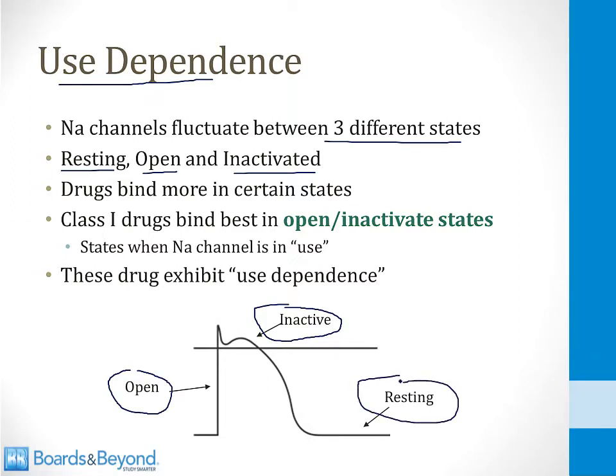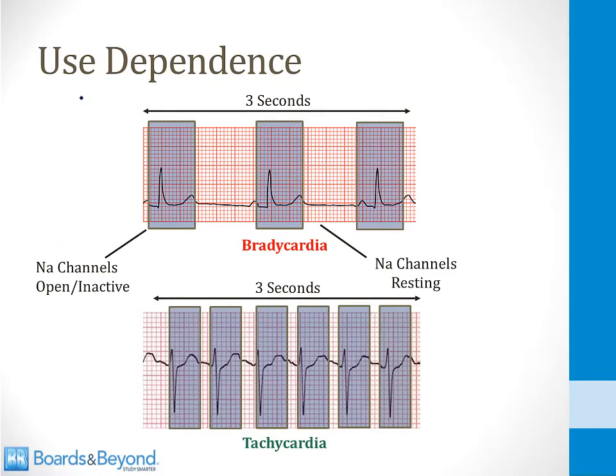Antiarrhythmics can bind more in certain states, and the Class 1 drugs bind best in the open or inactivated states. In other words, states where the sodium channel is in use. Therefore, these drugs are said to exhibit use dependence. Drugs that exhibit use dependence have more effect at faster heart rates.